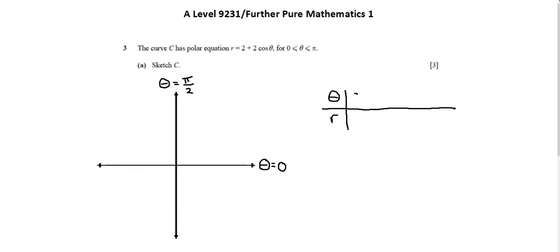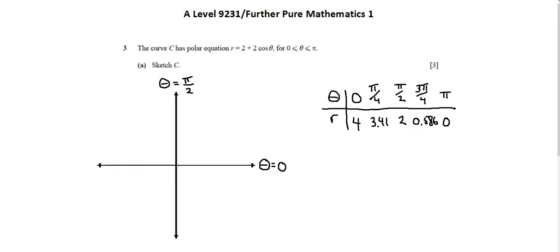When theta is 0, r, the resulting output, is 4. For pi over 4, the result is 3.41. For pi over 2, the result is 2. 3 pi over 4 produces 0.586, and pi produces 0. Now I'll plot these 5 points.